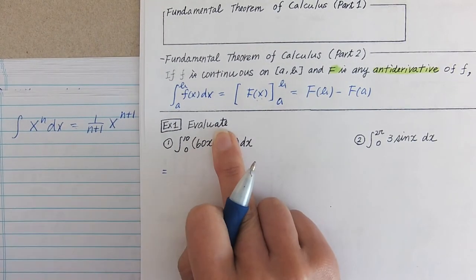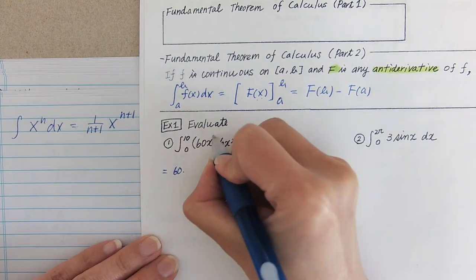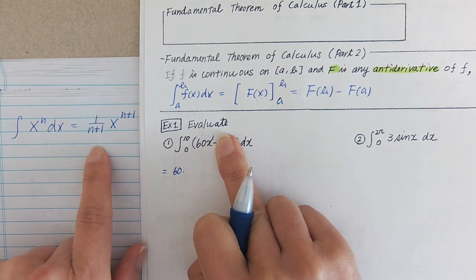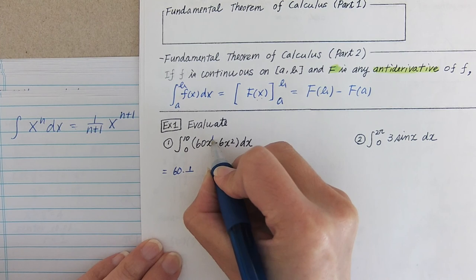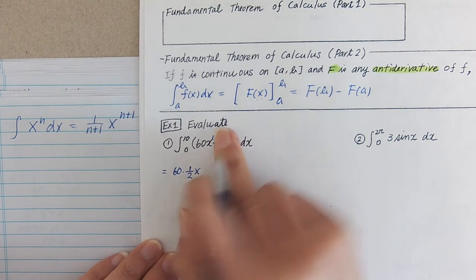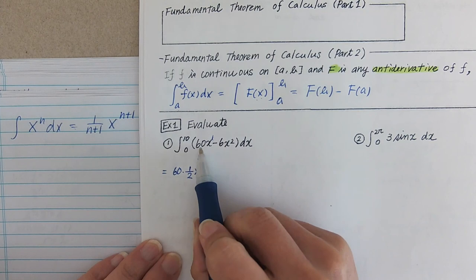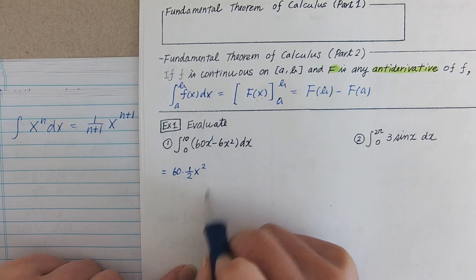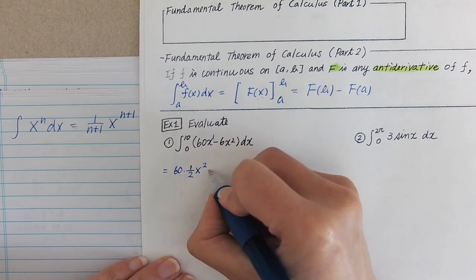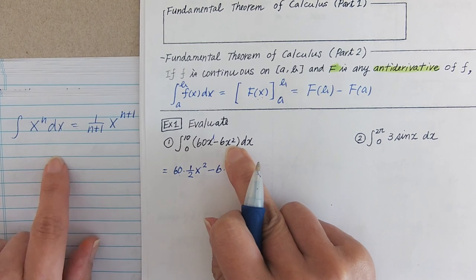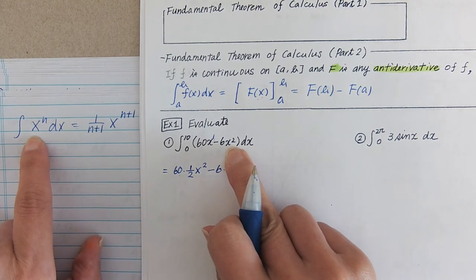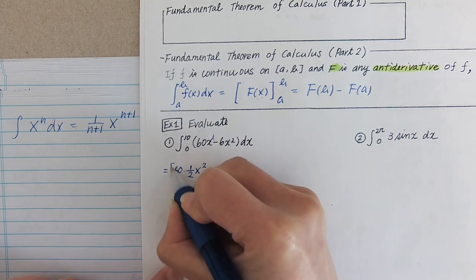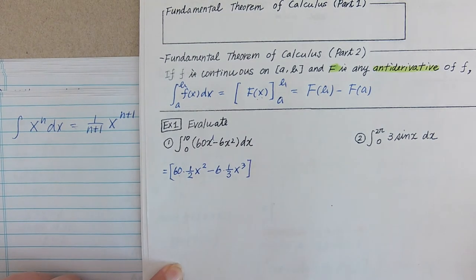60 is a constant, we don't touch that 60. So what's the antiderivative of the x? Use that formula: you add 1, so 2, x squared, so it's 1 over 2, x squared. Again, negative 6 is a constant, don't touch it. Now I take the x squared. What's the antiderivative? It's 1 over 3, x cubed. Don't put the C, we don't have a C.